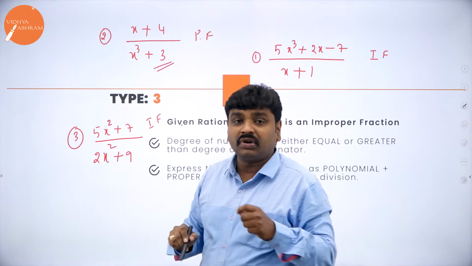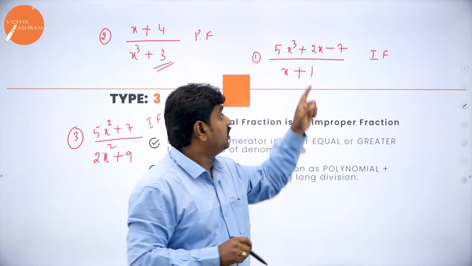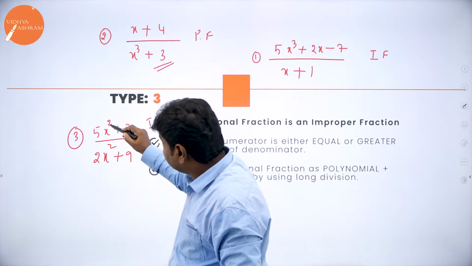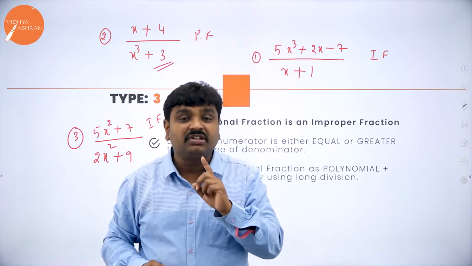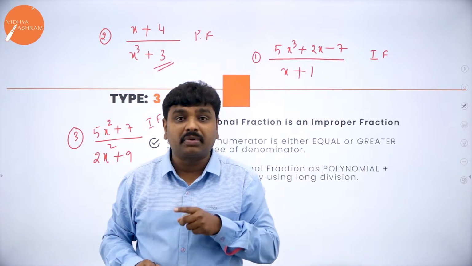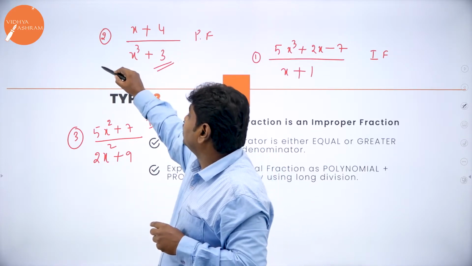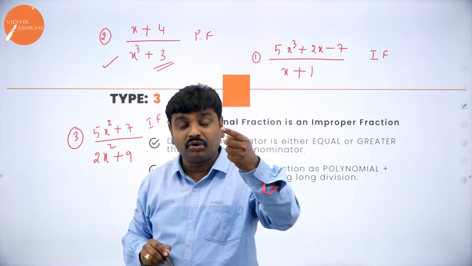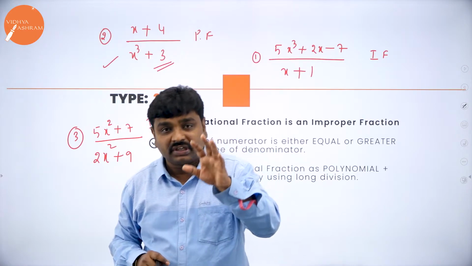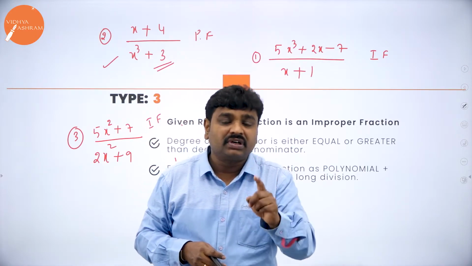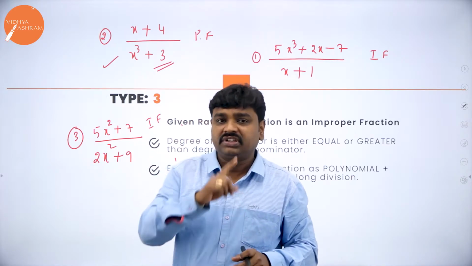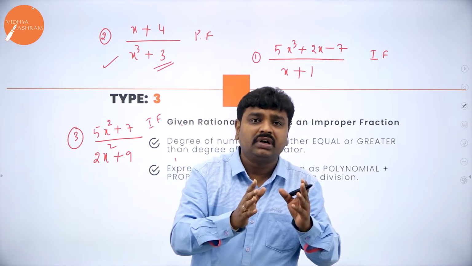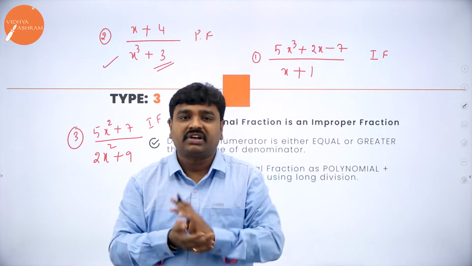So improper means, if numerator degree is more or if numerator degree is same as denominator, then it is improper. If the given fraction is improper, first we should convert it into proper. What is meant by proper? We should make the degree of numerator less. So if they give an improper fraction, first our task is to convert the improper to proper, then we need to solve. So in the first step, I will teach you how to convert an improper fraction to a proper fraction.